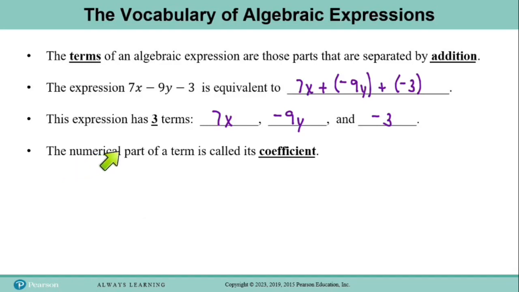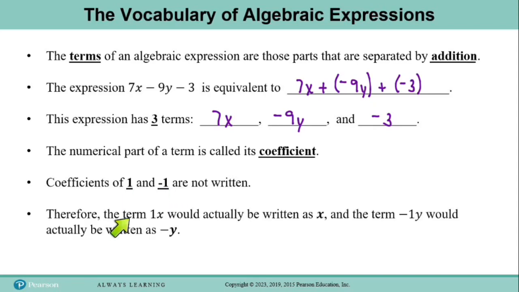The numerical part of a term is called its coefficient. Keep in mind that whenever a coefficient is a 1 or a negative 1, we do not write those numbers down. So the term 1x would actually be written just as x, and the term negative 1y would actually be written as negative y.